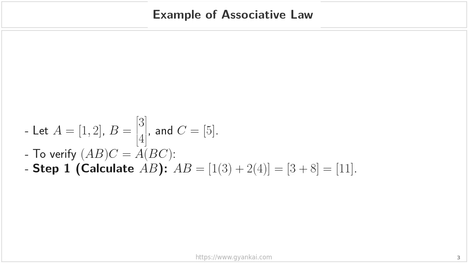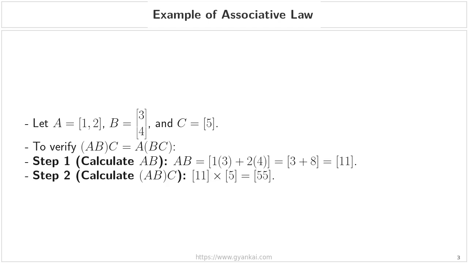Let us begin with the first grouping. In step 1, we calculate the product of A and B. We multiply 1 by 3 and add it to 2 times 4. This gives us 3 plus 8, resulting in a 1-by-1 matrix containing 11. In step 2, we take this result and multiply it by matrix C. Multiplying 11 by 5 gives us a final result of 55.